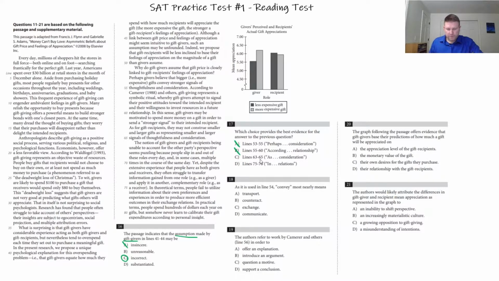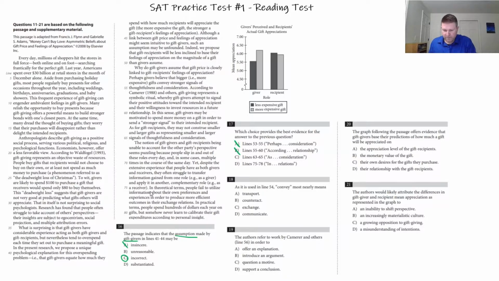Now, if you go to C here, lines 63 to 65, ask for gift recipients, right? They may not construe smaller and larger gifts as representing smaller and larger signals of thoughtfulness and consideration. This is a really strong option because it's showing that the recipients don't care about how much the giver spent. So C is great. Let's do our due diligence and evaluate D.